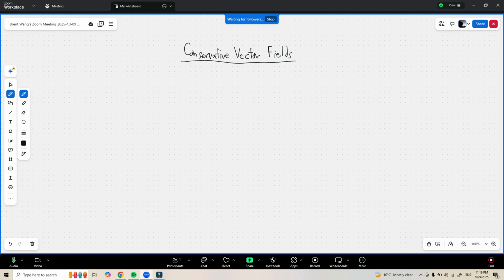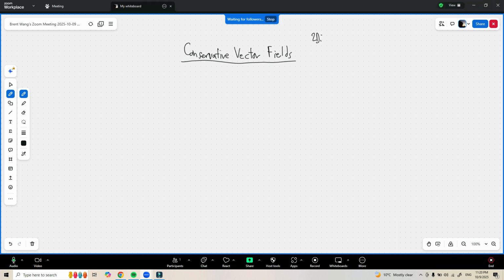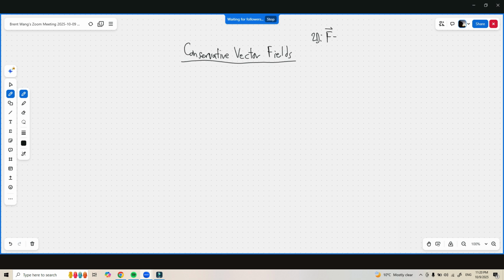Let's talk about conservative vector fields now. So we'll focus on two types of vector fields, those in 2D and those in 3D. 2D vector fields are when F is equal to Pi plus Qj, where P and Q are just functions. And in 3D, F is equal to Pi plus Qj plus Rk. P, Q, and R are just functions.